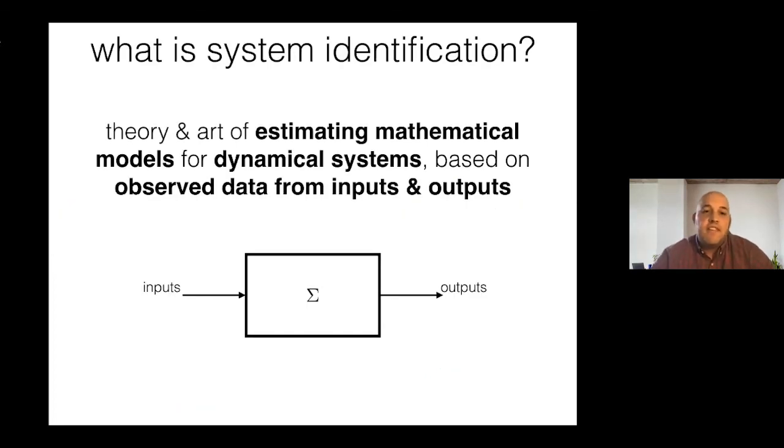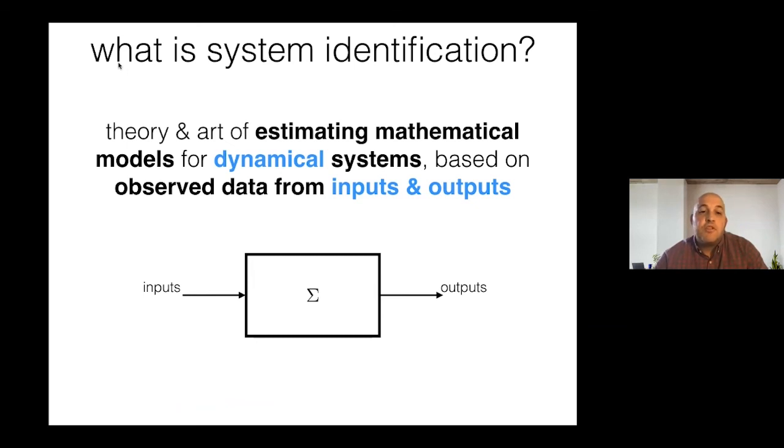So what is system identification? In one sentence, it's the theory and art of estimating mathematical models for dynamical systems based on observed data from inputs and outputs. Even more succinctly, you could say that system identification is data-driven mathematical modeling, but there are two keywords in this definition that really distinguish system identification from other types of statistical estimation or machine learning. And that's that we're talking about dynamical systems, so the behavior over time of systems, and also the fact that we have both inputs and outputs.